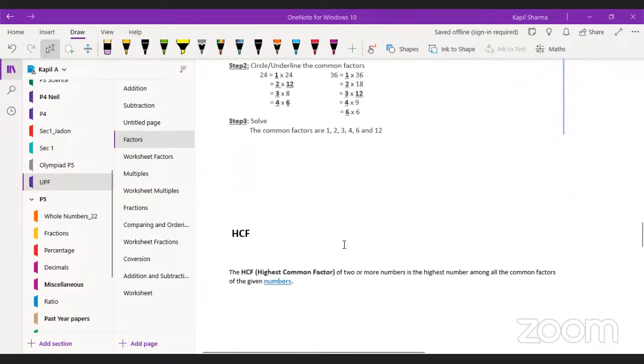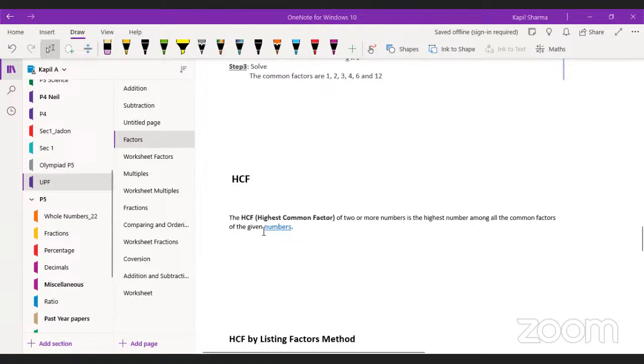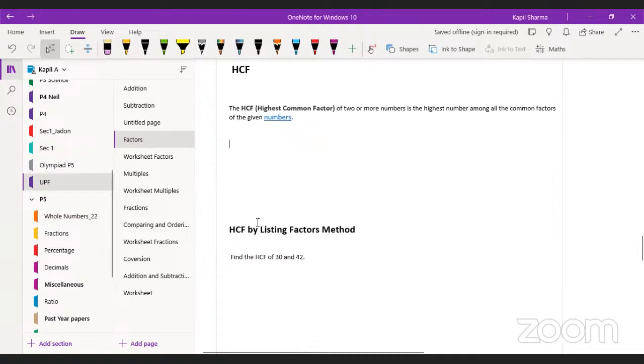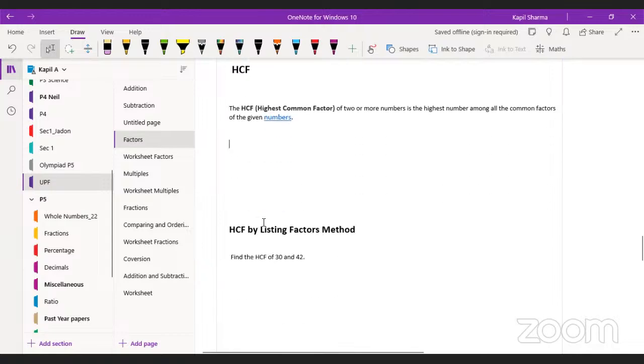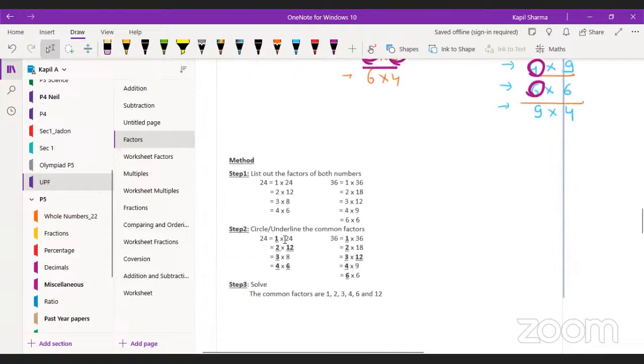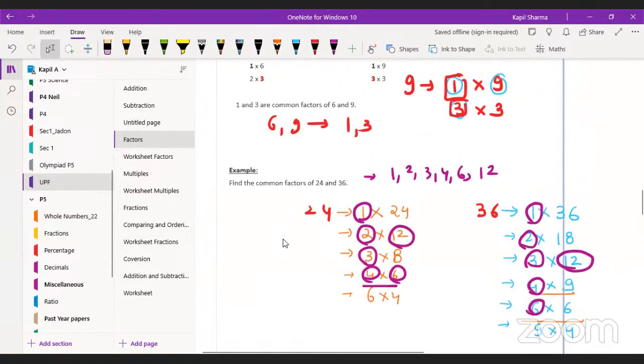Now next is HCF, or highest common factor. As the name suggests, it is the highest number among all the common factors of the given numbers. So how do we find HCF? First is the listing method. Let's take the same example. Here we found all the common factors. Now we can just identify the highest one.